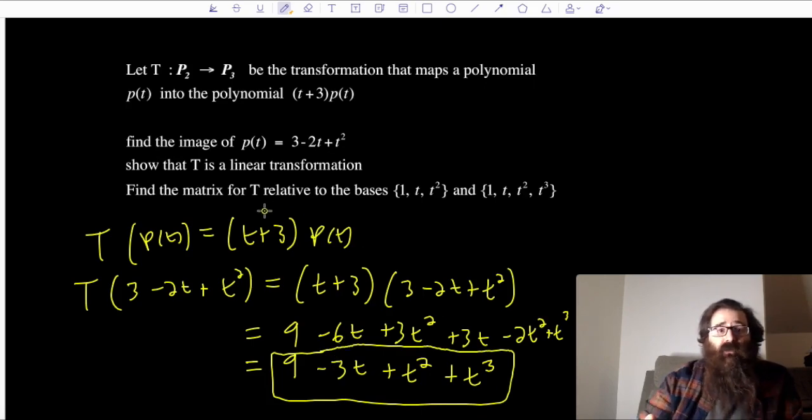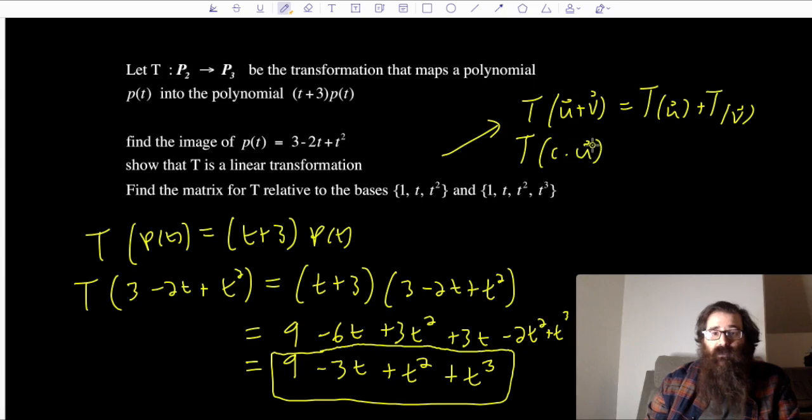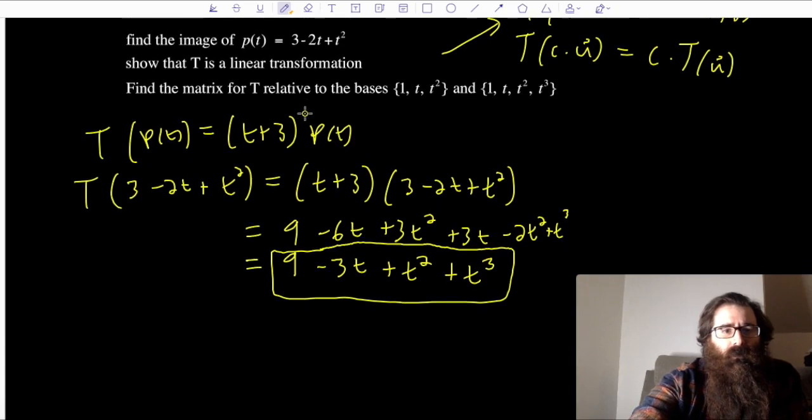Next, I'm asked to show that T is a linear transformation. If we remember the properties of a linear transformation, if I take two objects, u and v, the transformation of the sum of those objects is the sum of the transformations on those objects separately. And a scalar c times vector u is the same as the scalar times the transformation on that vector. Let's see if we can show it here in our polynomial space.